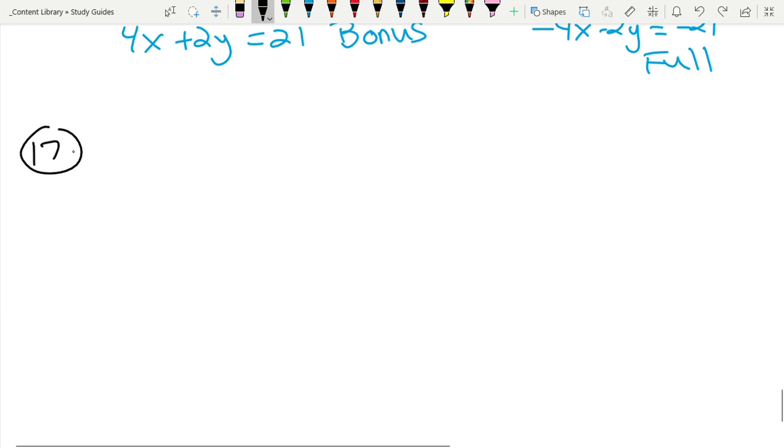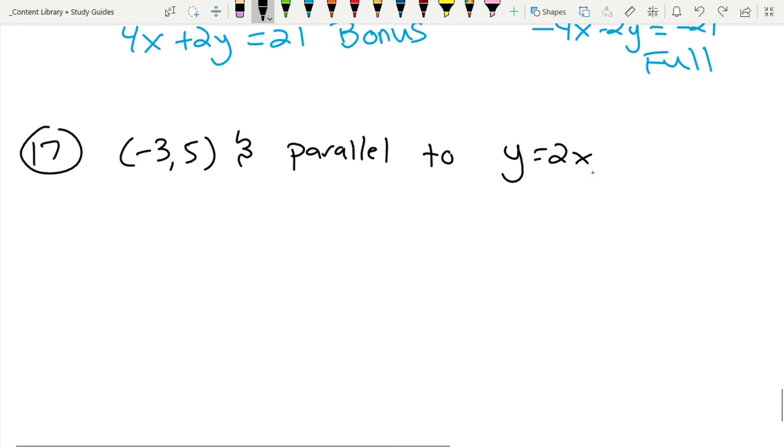17. We need to go through (-3, 5), and we have to be parallel to the graph y equals 2x minus 4. So remember, parallel means same slope, but different y-intercepts. So I look here and I realize that the slope is 2.